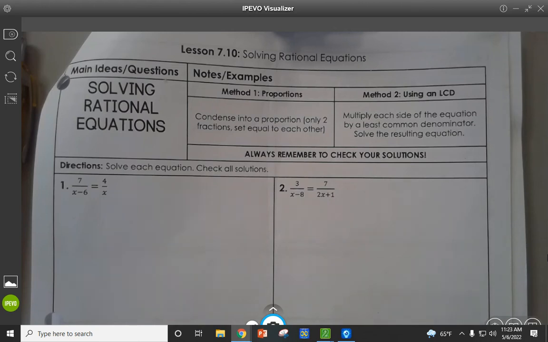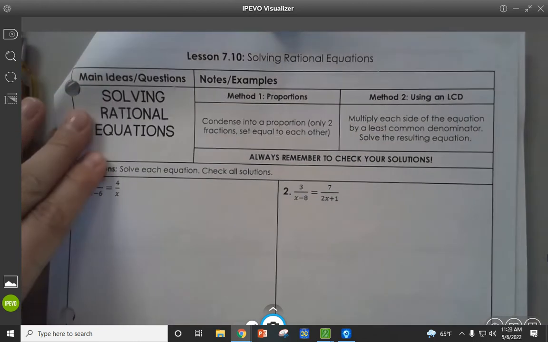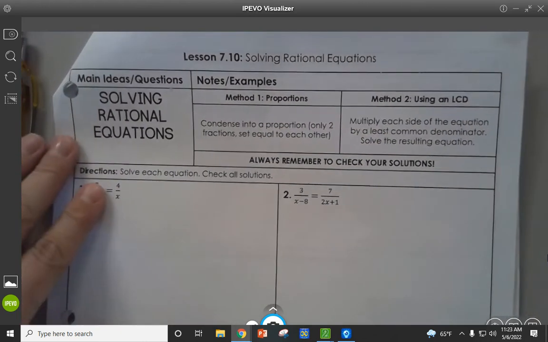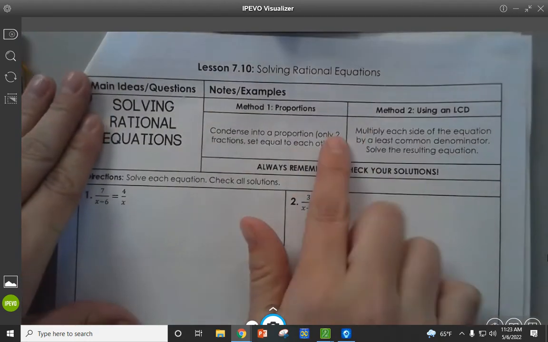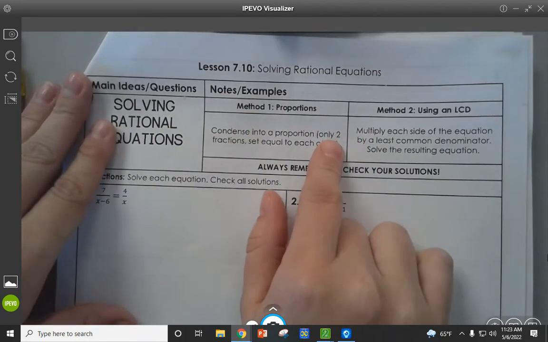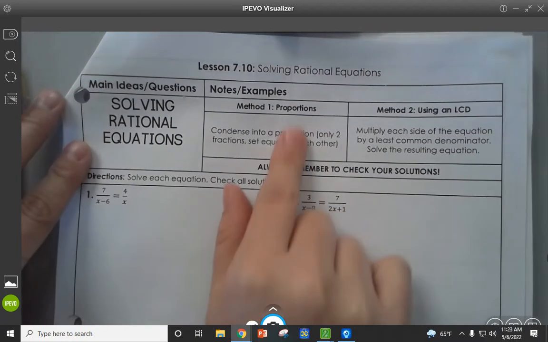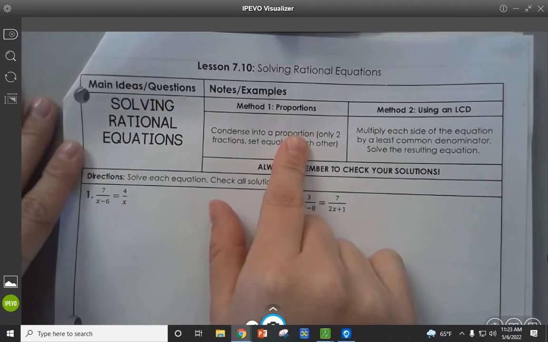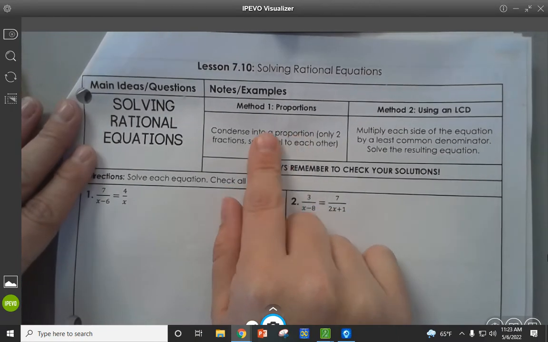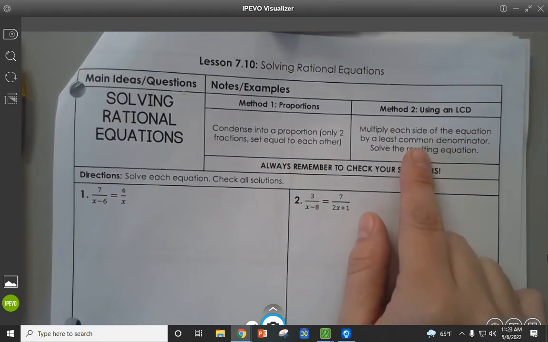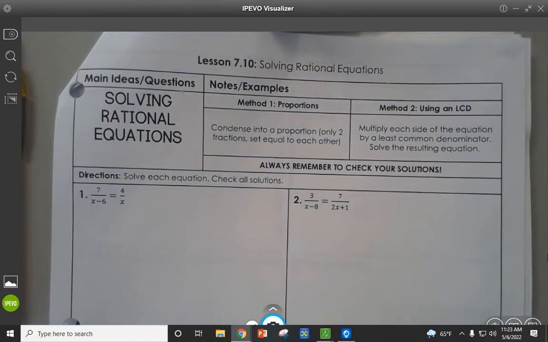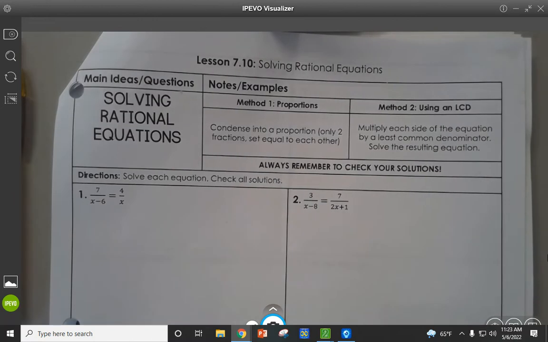All right, so 7.10 is over solving rational equations. So we're actually going to see some equal signs. There are two different methods. Method one is proportions when we have one fraction equal to another. You've done lots of things like this before. Method two is when we have two fractions being added and that's set equal to something else.